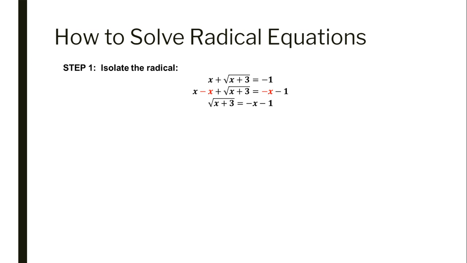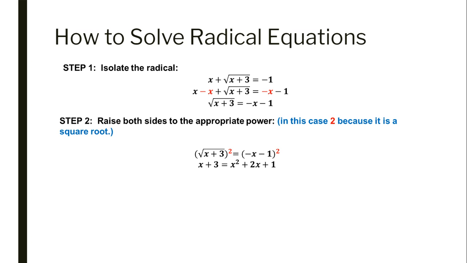And the process says that our next step is to raise both sides to the appropriate power, which in this case is 2, because it is a square root. So I get rid of the radical on the left side of the equation and end up with x plus 3. And when I square negative x minus 1, remember, I have to distribute. So I don't get x plus 1 or x squared plus 1. I have to distribute, or some of you know that as FOIL. So I get x squared plus 2x plus 1.